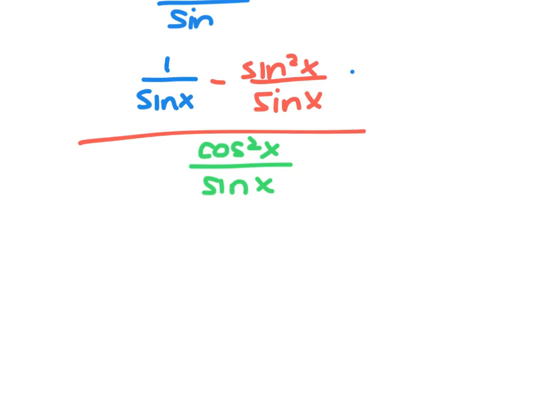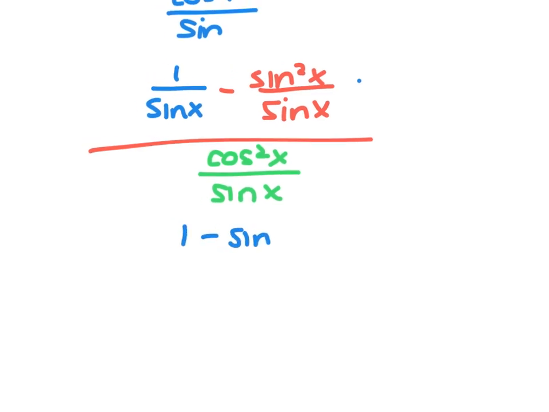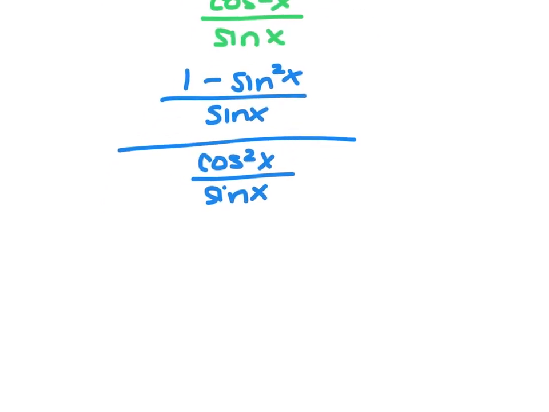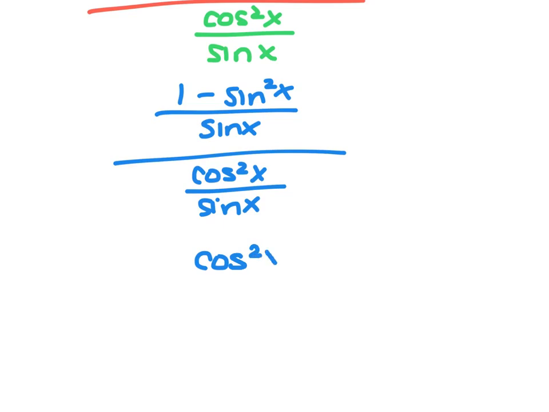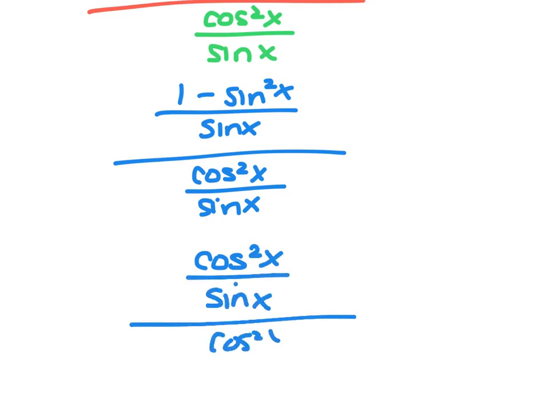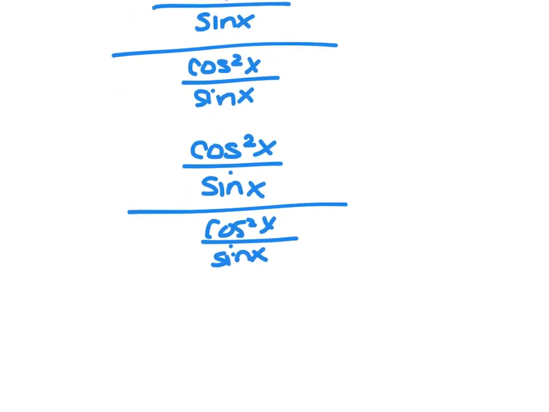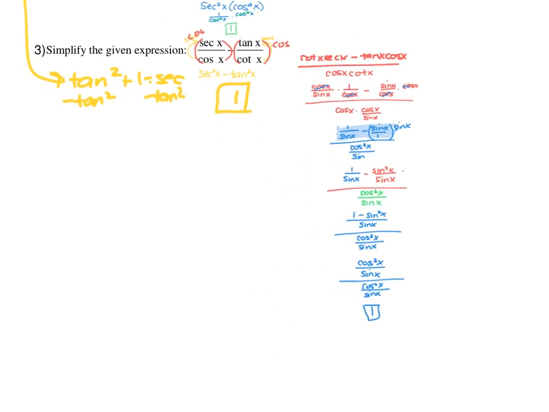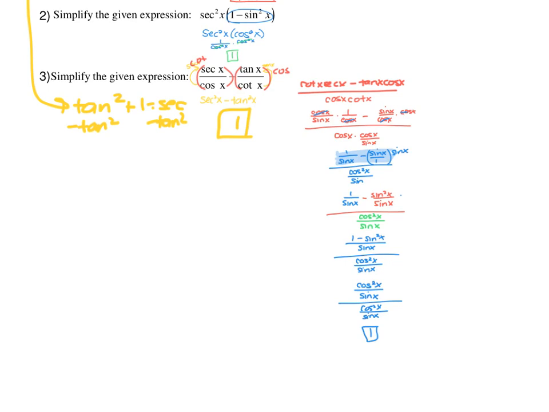So then my numerator becomes 1 minus sine squared x over sine x all over cosine squared x over sine x. My numerator 1 minus sine squared x is cosine squared x over sine x, all over cosine squared x over sine x. Numerator and denominator are both the same, which means this is 1. So this is one of those examples. Yesterday we talked about that it helps a little bit to move those denominators sometimes.